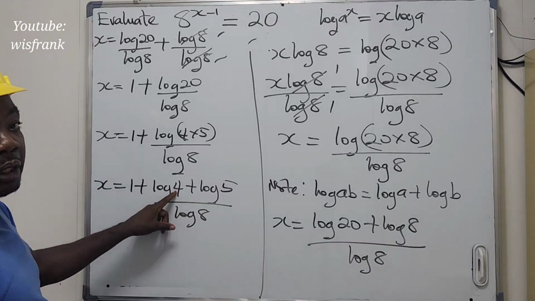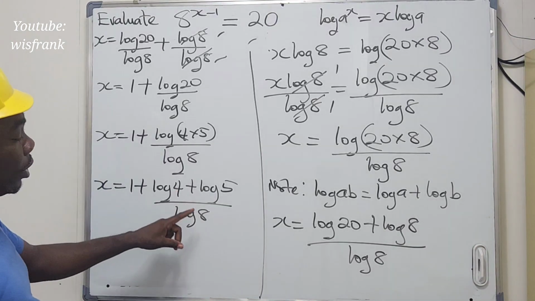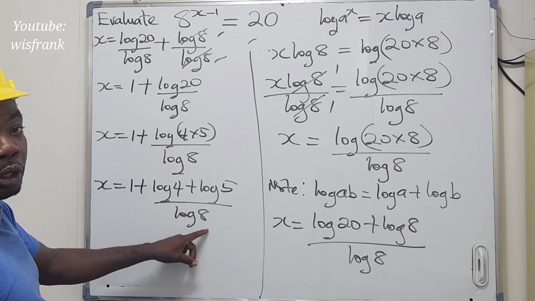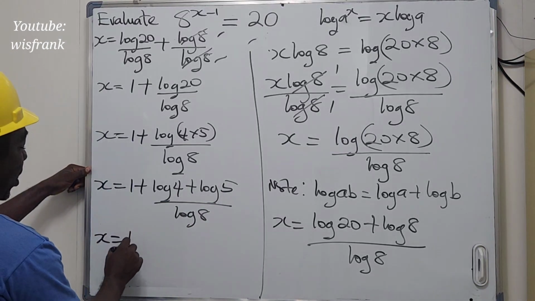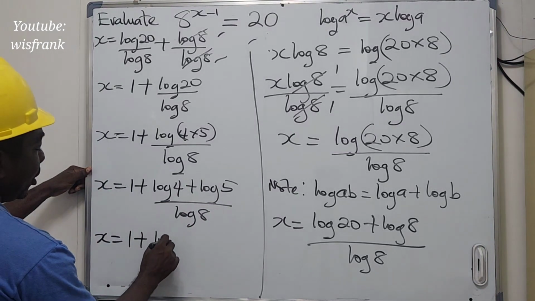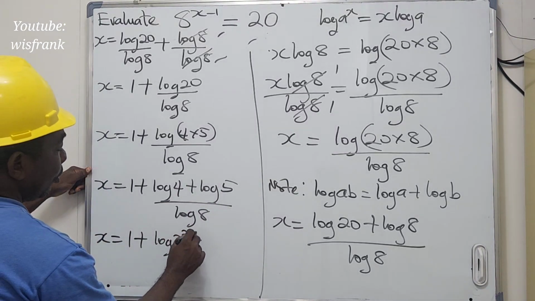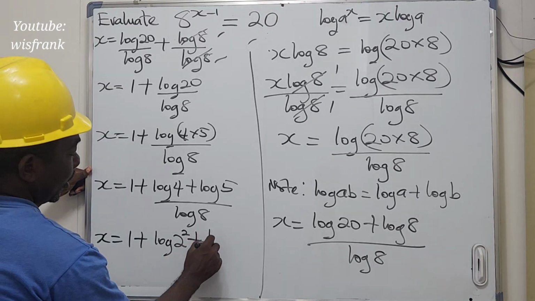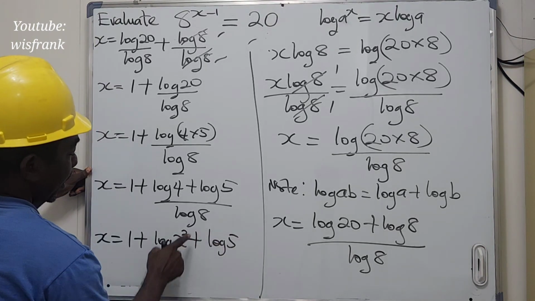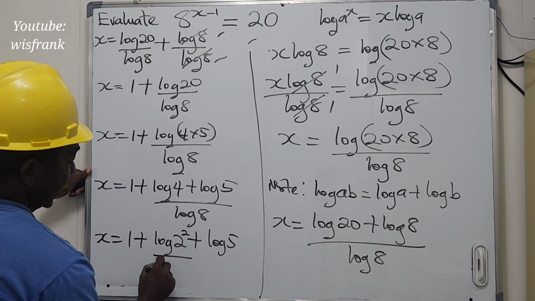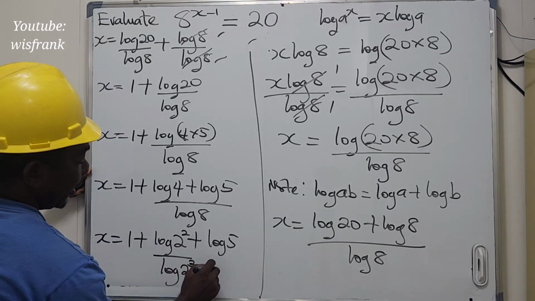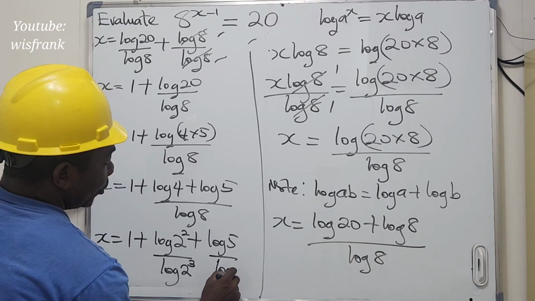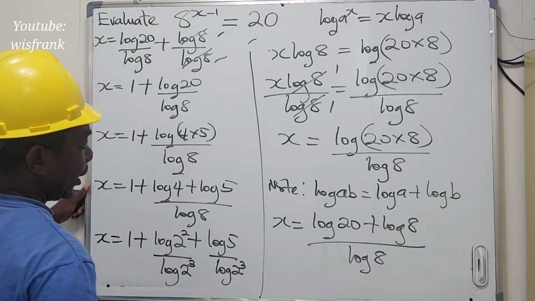4 can be written as 2 to the power of 2, and 8 can be written as 2 to the power of 3. So this is same thing as x equals to 1 plus log 2 to the power of 2 plus log 5. Then we separate each other. This is divided by log 2 to the power of 3, and we divide by log 2 to the power of 3.